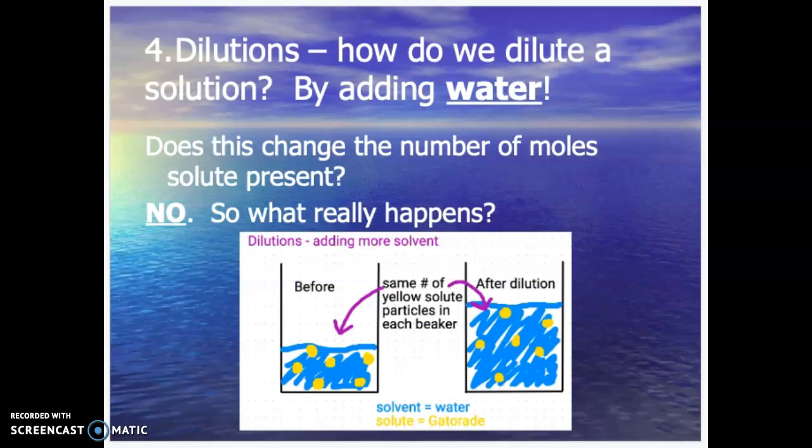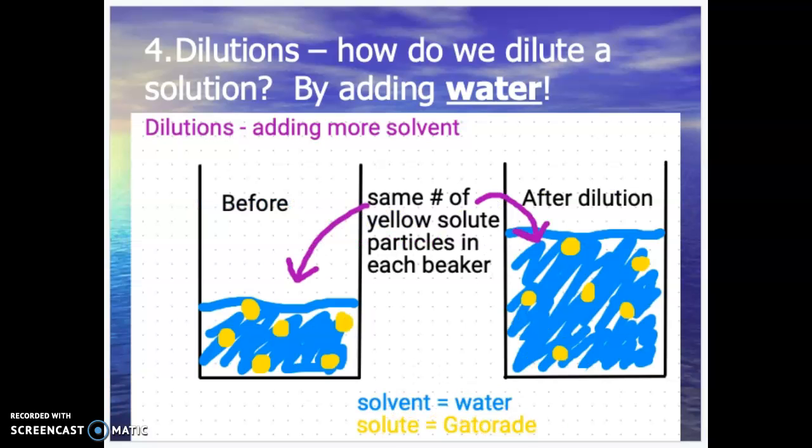So I drew this picture that you guys are going to love, of course. By adding water, we're changing the volume of our solution, but we're not changing the amount of solute. In this picture, my solute is my yellow Gatorade particles, and in my first beaker, before I dilute it, I have 6 dots to represent my moles of yellow Gatorade solute.